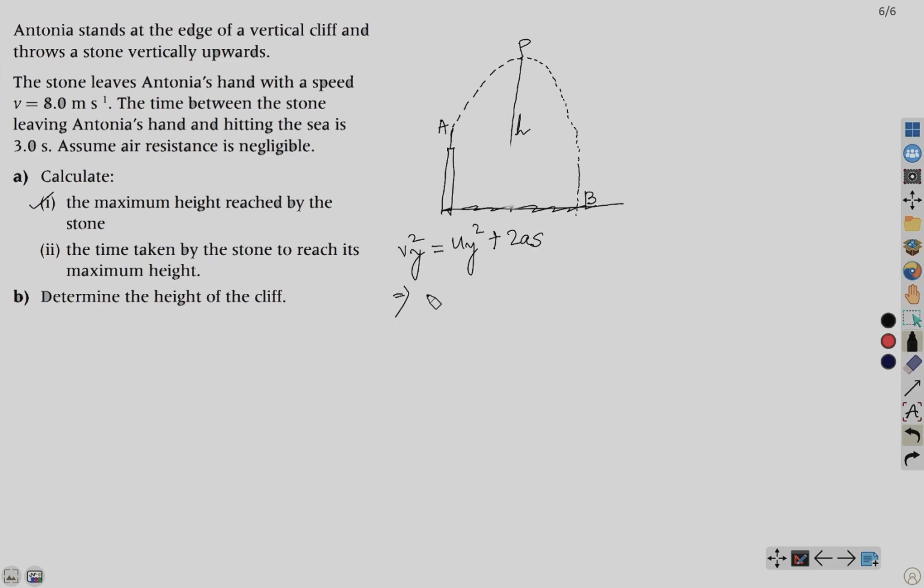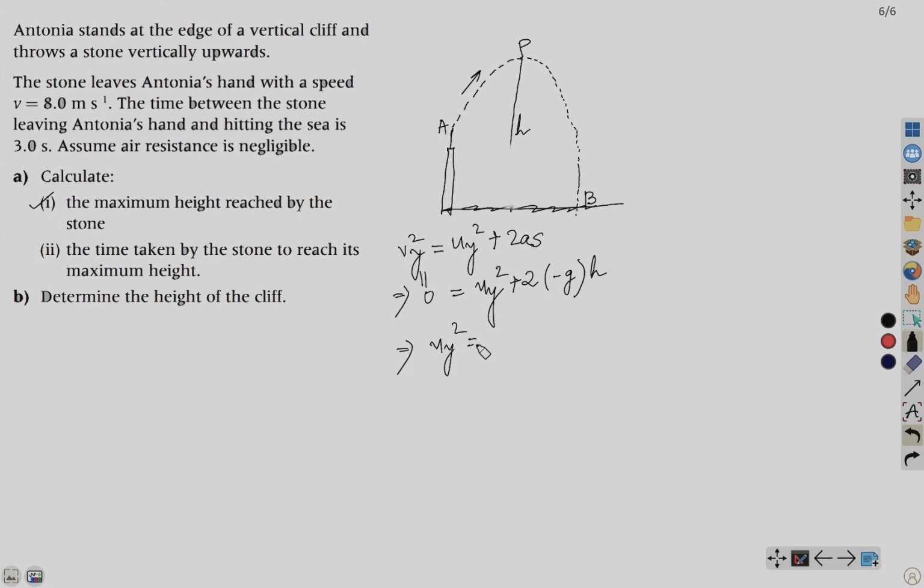And we know at the maximum height, this part is 0. Yes? And we will assume the A as gravitational acceleration. Since the ball is going upwards, therefore acceleration will act downwards, and for that reason the symbol is negative. And we need to determine the maximum height, that is S equal h.